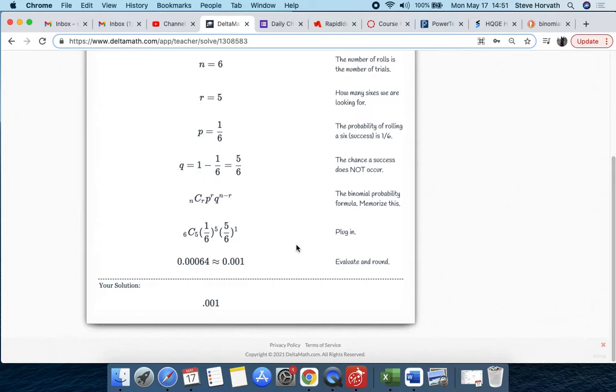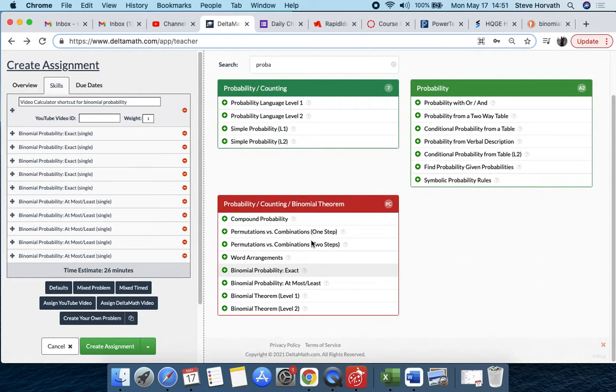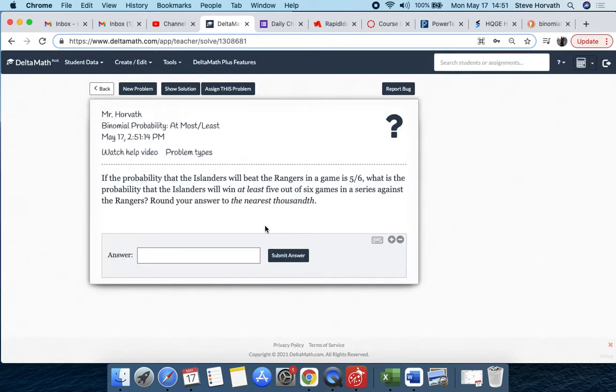Now the cumulative ones, the at least and at most ones, are a little bit more difficult. So let me go back to compound probability, at least, at most. At least 5 out of 6 games. Okay, let's do this one. The probability that the Islanders will beat the Rangers in a game is 5 out of 6. What is the probability the Islanders will win at least 5 out of 6 games in a series against the Rangers? Round your answer to the nearest thousandth.